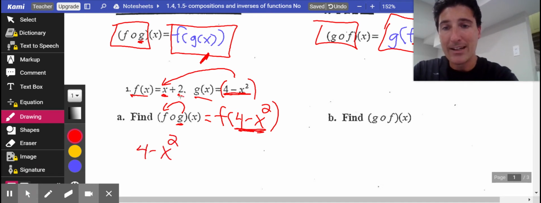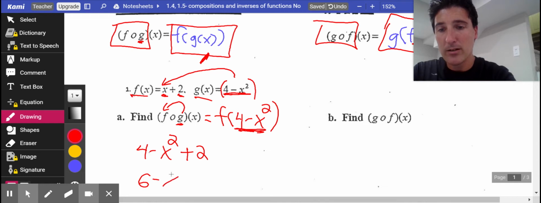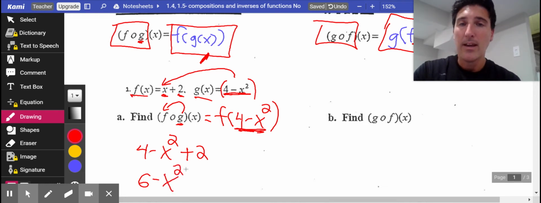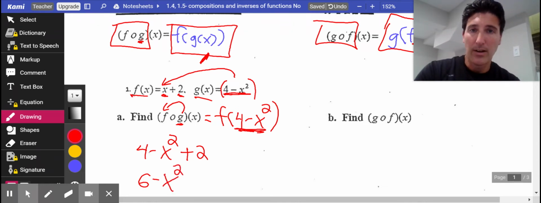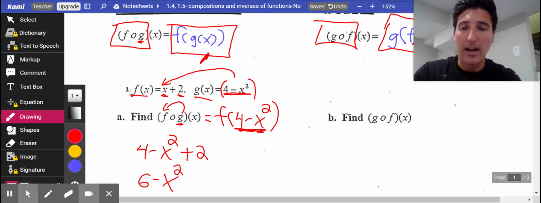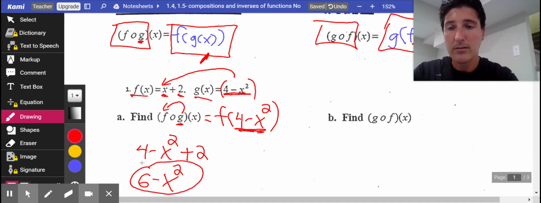And then you still have to add 2, so I'll add 2 to it. And then we can add the 4 and the 2 and get 6 minus x squared. Now I'm not solving for x, it's not an equation. I just simplify it. And that's it right there.